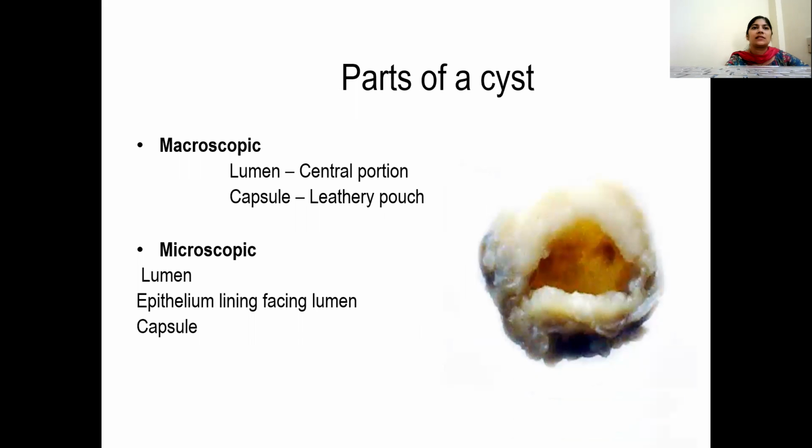What are the parts of a cyst? Macroscopically, it is divided into lumen and capsule. So these are the two parts. Lumen is the central portion, as you can see in the picture, and the capsule is the leathery pouch. Microscopically, it is the lumen, the epithelial lining facing the lumen, and the capsule. So these are the parts of the cyst, macroscopic and microscopic.